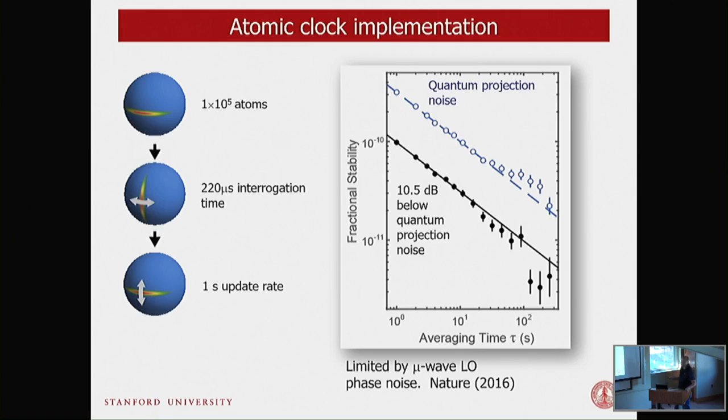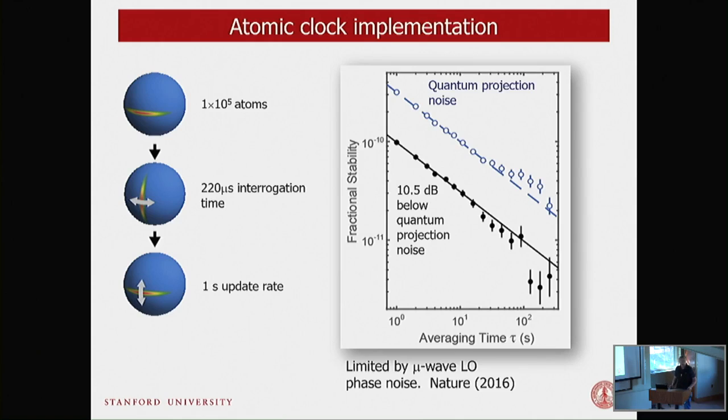And a clock person characterizes clock performance with Allan deviation. This is averaging time, and this is fractional frequency stability. This is what you'd have if you had quantum projection noise, and this is what happens if you feed the clock with the state that I described. You get a legitimate improvement in the noise performance of that clock.